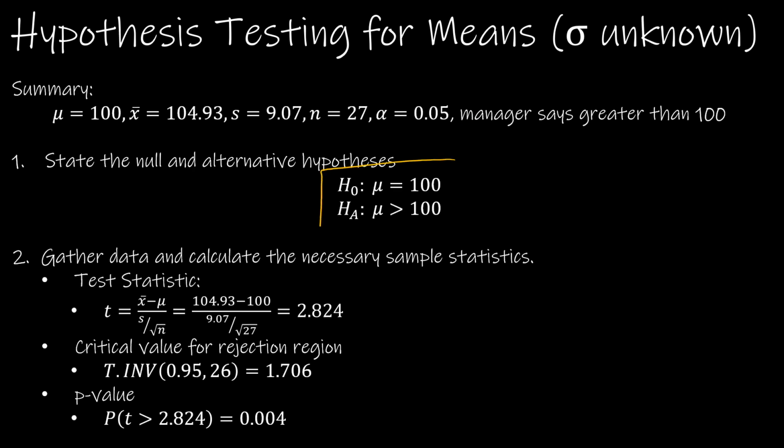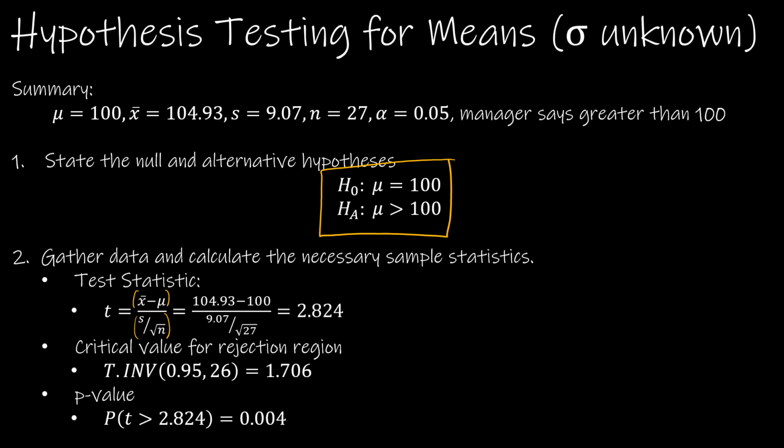So again, we have already written our two hypotheses. The null is that the mean is equal to 100, and the alternative is that the manager believes that people are spending more than 100 on average. Now let's find our test statistic. Again, we're just going to take x bar minus mu, and then divide it by s divided by the square root of n. We find 2.824 for our t-score, and again, that's just the number of standard errors our observed value is away from the mean.